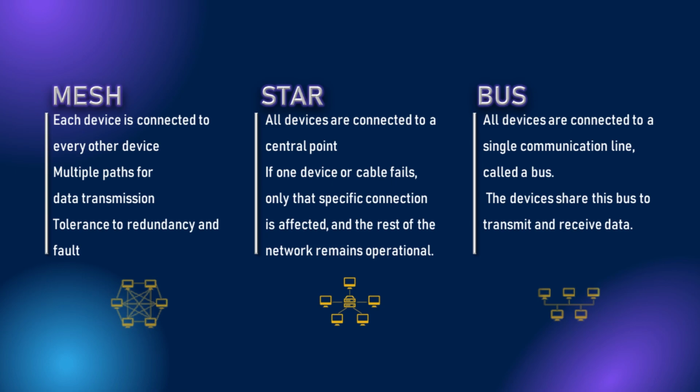Bus topology is a network setup where all devices are connected to a single communication line called a bus. The devices share this bus to transmit and receive data. However, if the bus fails, the entire network may become inoperable.